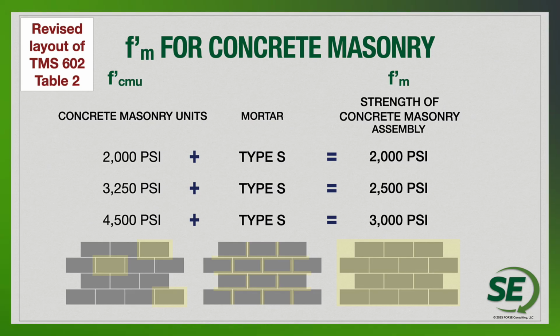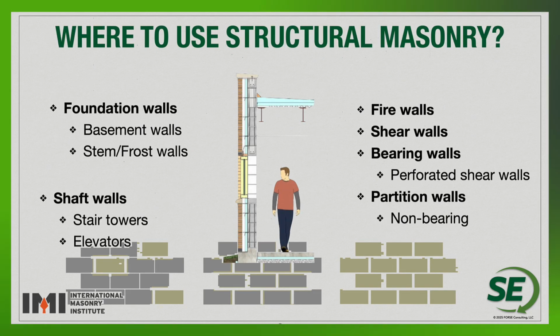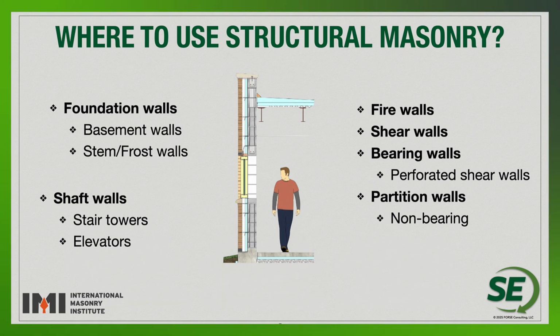Within buildings, we know that we can use masonry in a variety of places. We have foundation walls, where we can have basement walls or stem walls. Any place that we go below grade, we can use masonry for supporting the walls or different elements above. We have shaft walls for stair and elevator shafts. Those can actually be used for a variety of purposes.